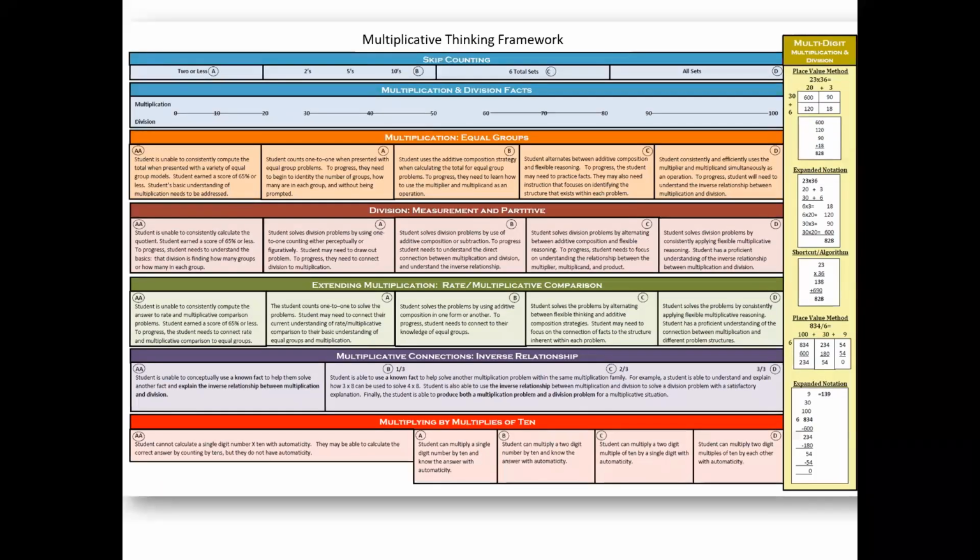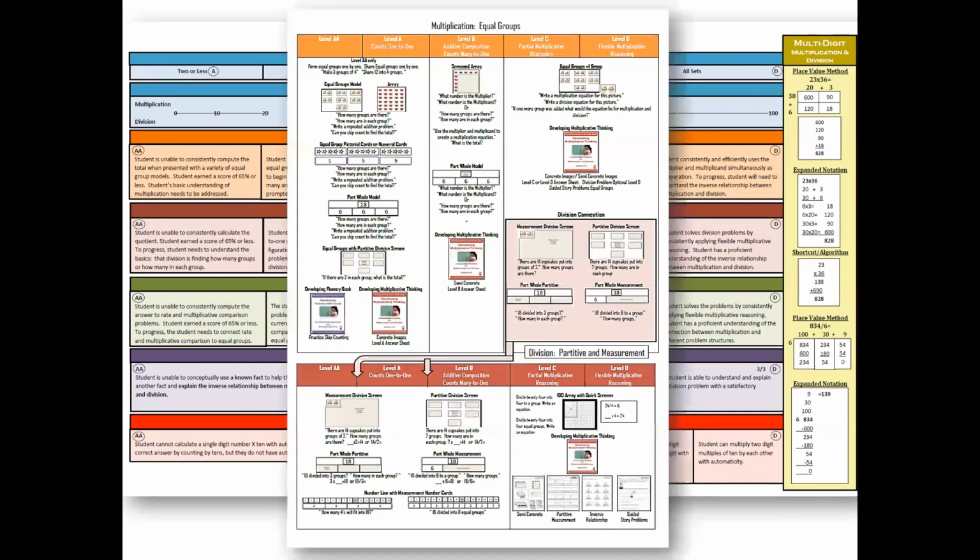So what we'll be doing now is going through the multiplicative thinking framework. We will take a look at every level for multiplication, equal groups, division, measurement and partitive, extending multiplication, rate, multiplicative comparison, multiplicative connections, and multiplying multiples of 10. We're going to go through each of those levels, so you're going to see what students look like at each level. And after we see what students are at each level, we'll go through the leveled activities guide and the different activities that you can do too. So remember, you get a ton of resources with this, and these are all the things that you can do with the resources that you received.